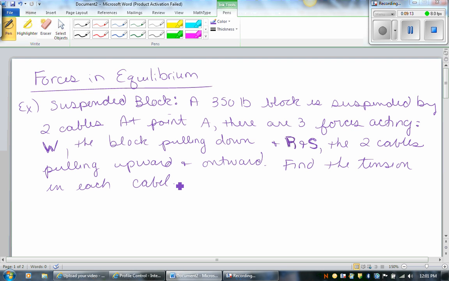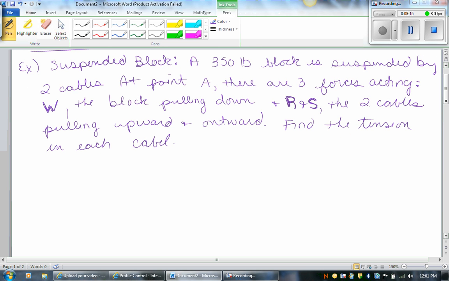Okay, so let's draw a picture to describe that. So I've got, let's say this is a wall and this is a wall. Here's my box. You know, it's not a very good box. And I've got some strings that are attaching to the box, and here's my point A. Okay? So I've got a cable and a cable. This is my horizontal, as you can imagine. This box is 350 pounds.